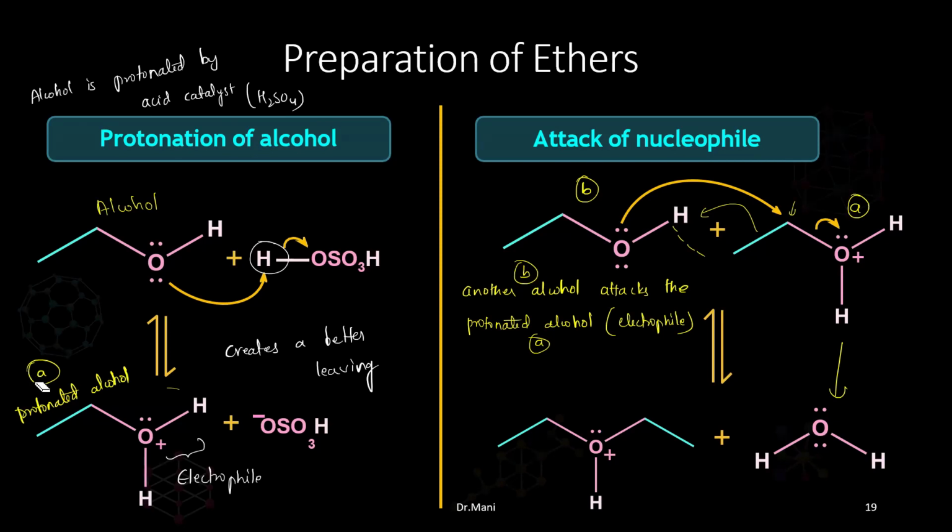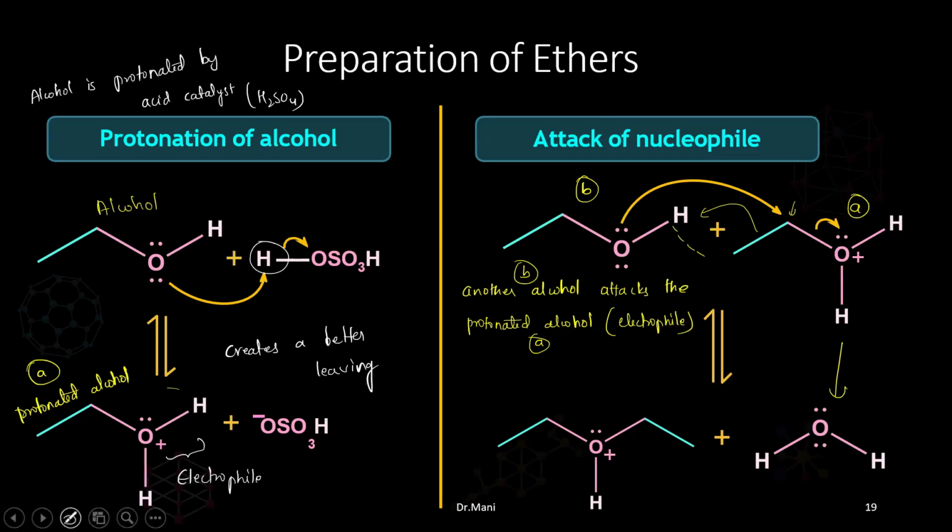Now another alcohol molecule will attack this protonated alcohol. We call it the attack of the nucleophile, because this alcohol will act like a nucleophile and it is attacking this electrophile. So B is attacking A. When B is attacking A, whatever water molecule part is there will be leaving this A. So that's why it is called creating the better leaving group.